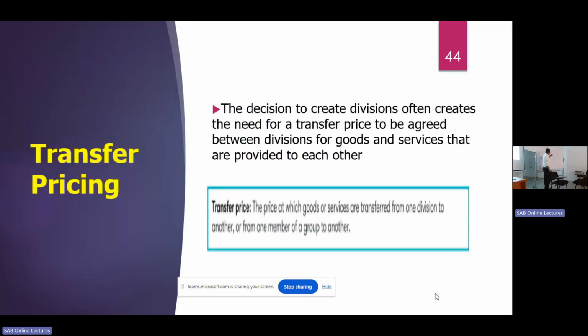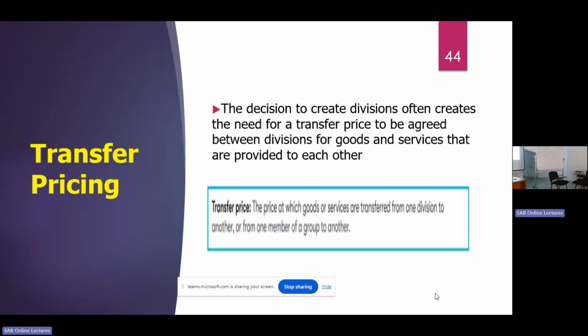Now in this situation, when you transfer at cost, what's the problem here? The Division A managers' performance cannot be properly evaluated, and these managers will be demotivated. On the other hand, Division B managers will enjoy a huge profit, which is actually not created by them. So we need a transfer price at which goods or services of one division are transferred to another division.